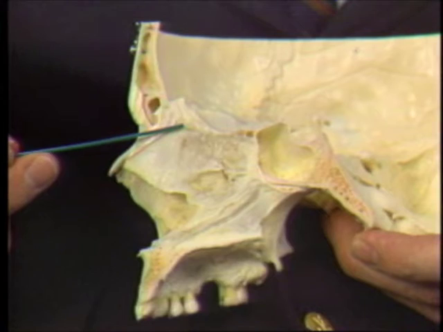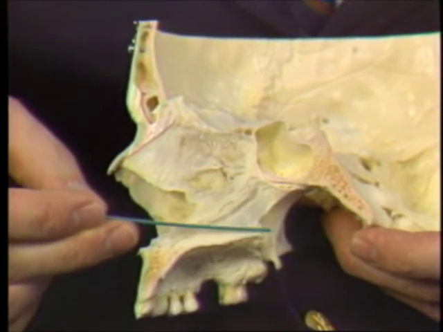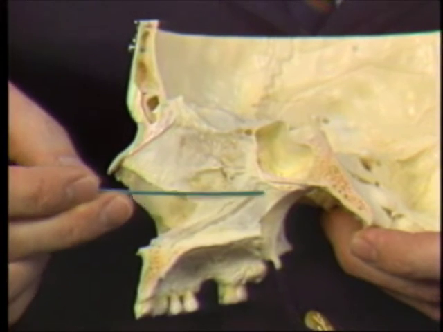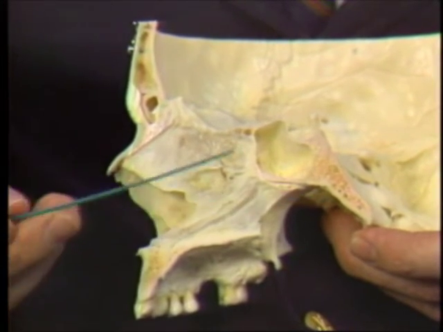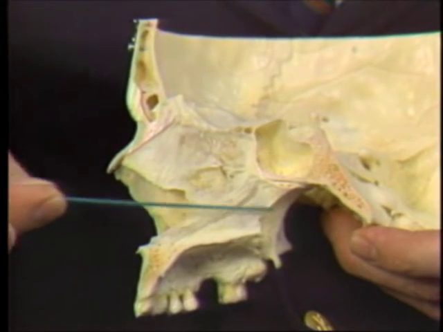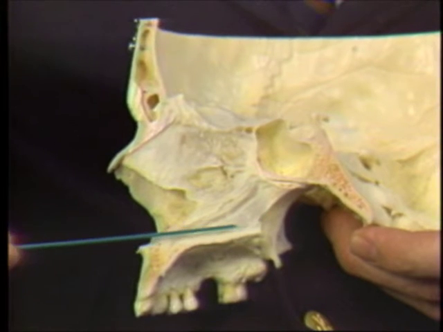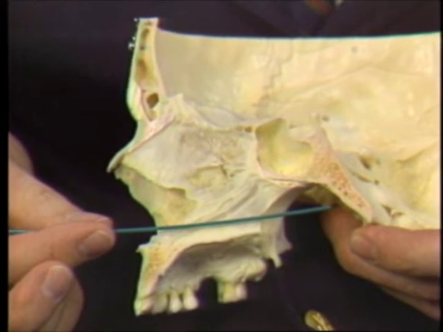And you'll notice that the nasal vault anteriorly is much higher than the posterior nasal vault, where this opening comes into the nasopharynx. Now the distance from the nares anteriorly to the posterior choana here is about 2.5 to 3 inches, and all the way into the nasopharynx is about 4 inches.